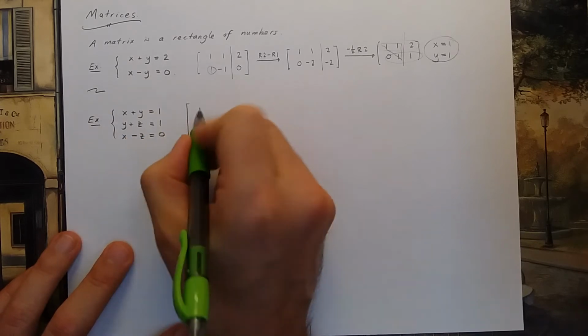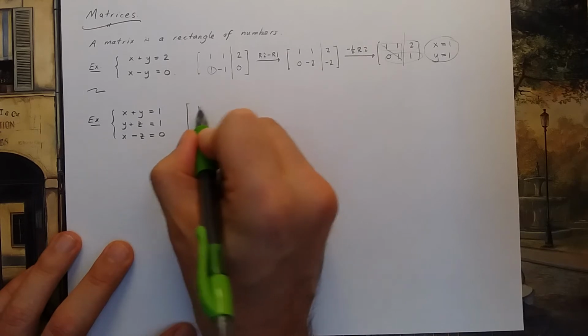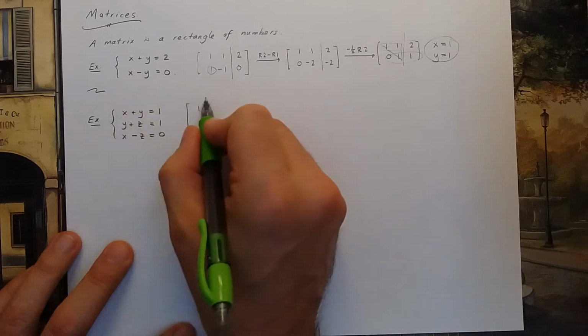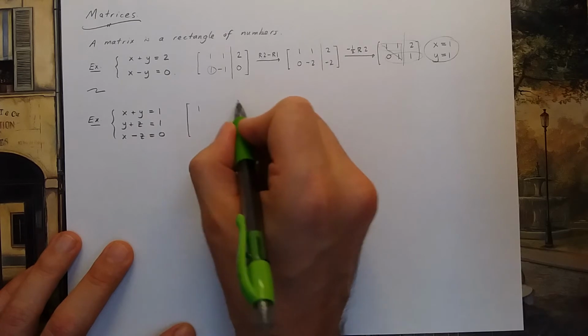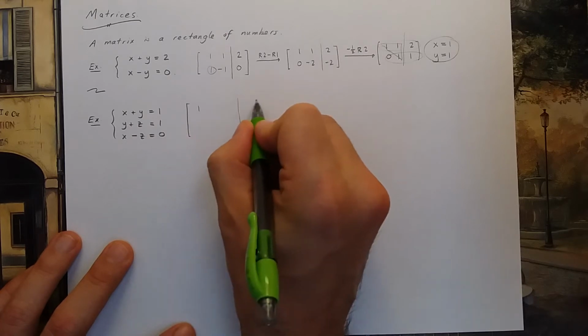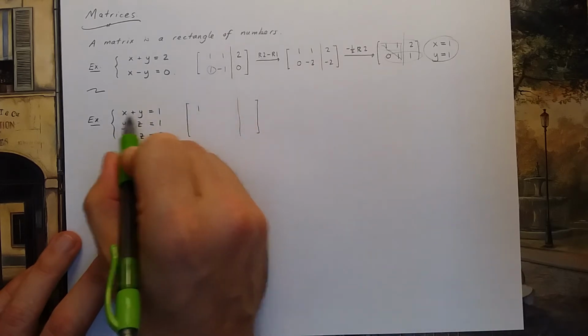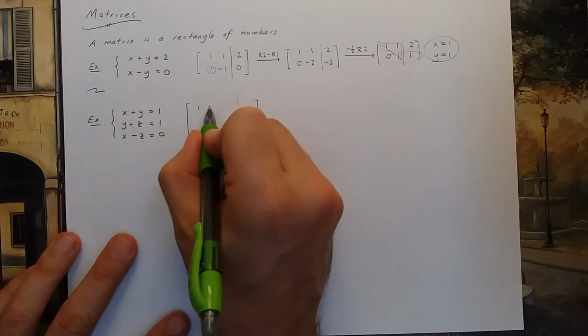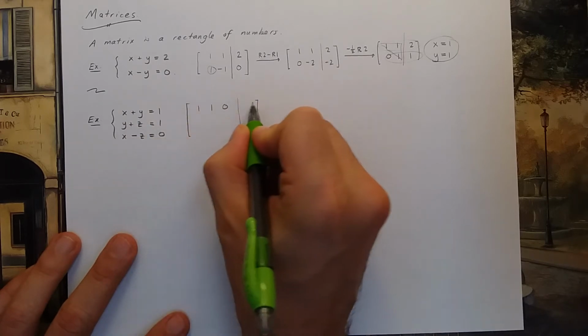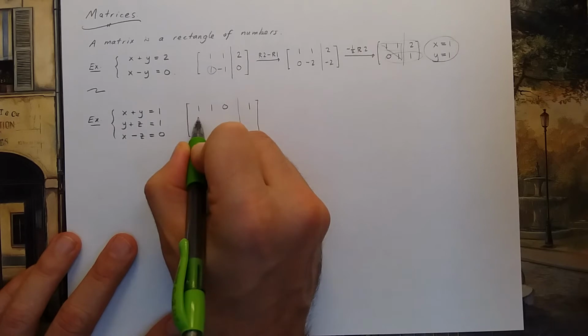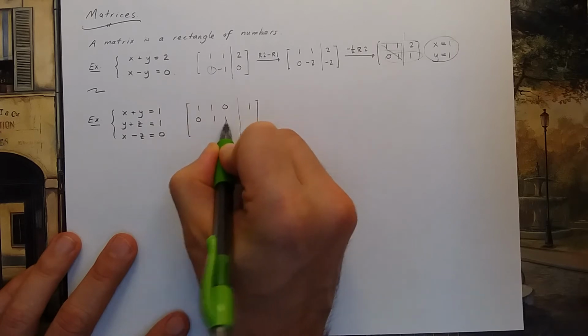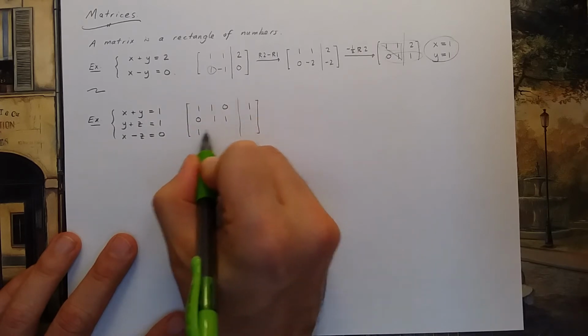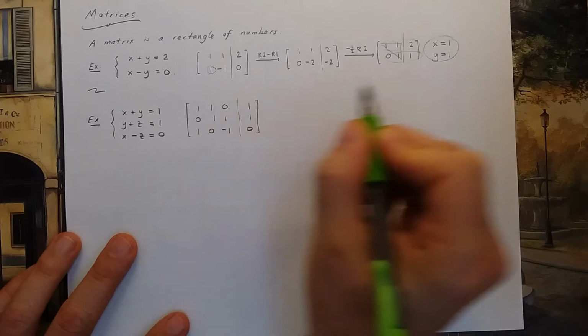So writing as a matrix, I have a column containing the x's, a column containing the y's, a column containing the z's, and a column containing what everything's equal to. The first row is 1x plus 1y plus 0z is equal to 1. The next row is 0 x's, 1, 1, 1, and then 1, 0, negative 1, 0.